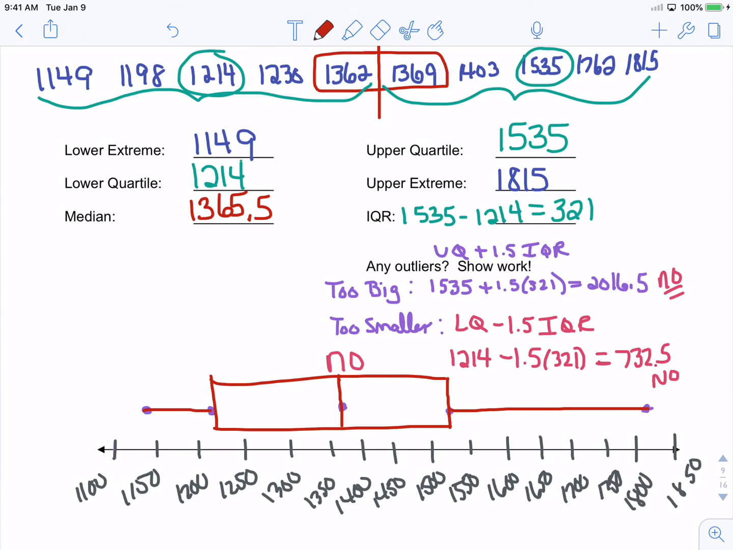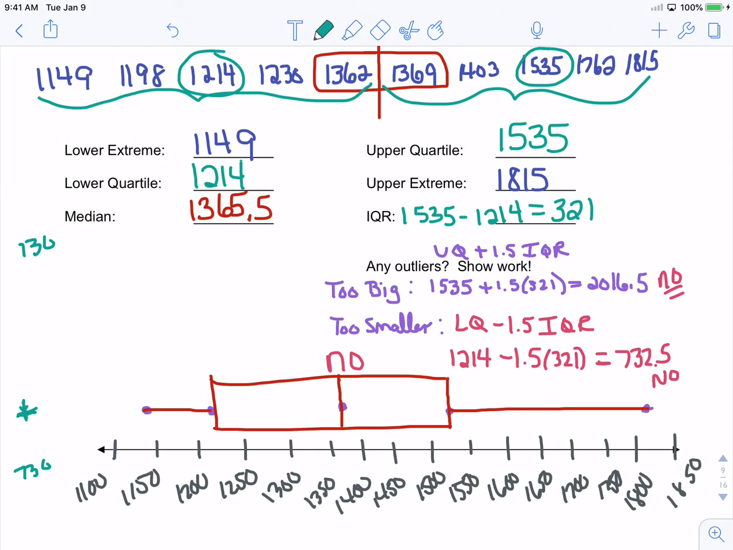If there did happen to be an outlier, so let's say that I did have a number that was less than 732. Just for sake here, so you know what to look at, maybe I had a number that was 730. That would be my new lower extreme, and at the number 730, I would place a little asterisk. And that asterisk lets somebody who's looking at it and analyzing the information know that that is an extreme value. It's an outlier. So it's way below the information that we have.